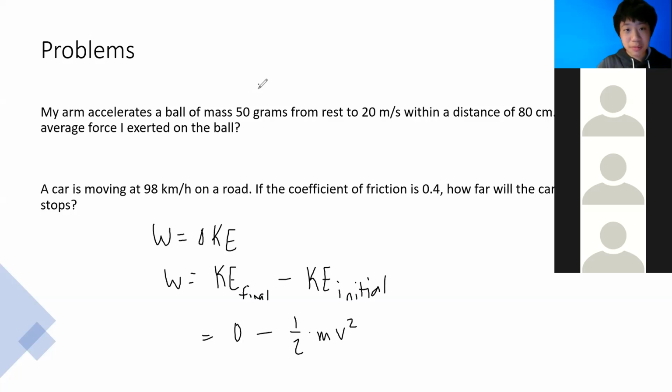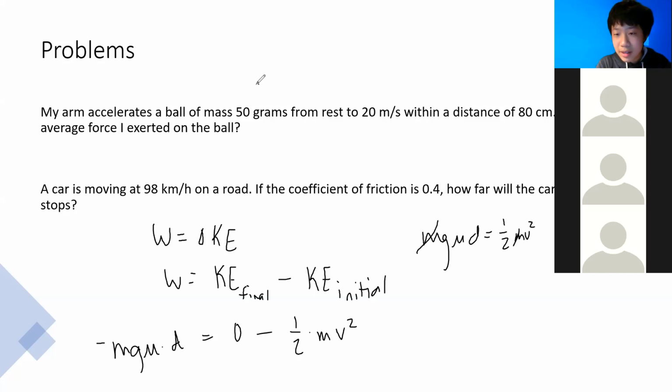So what is the work here? Work is determined by friction in this case. Friction does negative work because it's countering the object's motion. So in this case, friction is going to be negative mg mu. So that's going to be the force of friction. And then that's going to be applied to the distance. So now, what do we have here? We have mg mu d equals 1/2 mv squared. So I've removed the negatives there. Now we can remove the m.